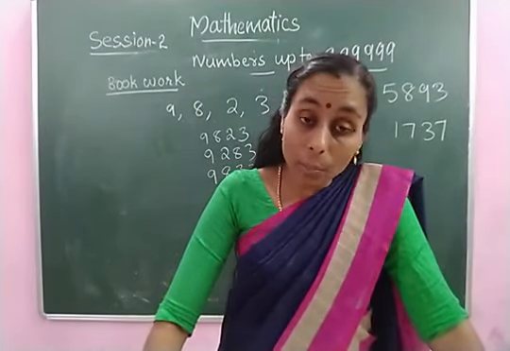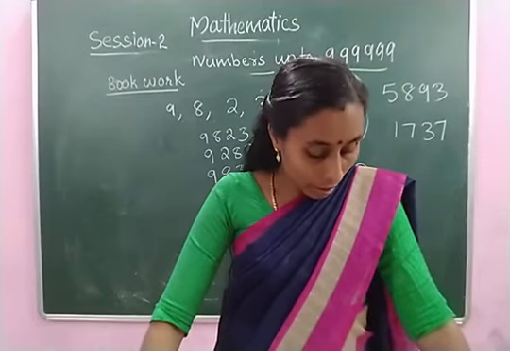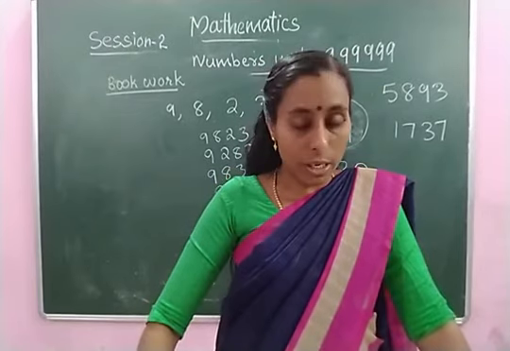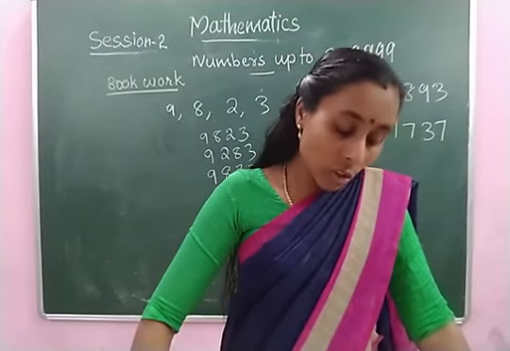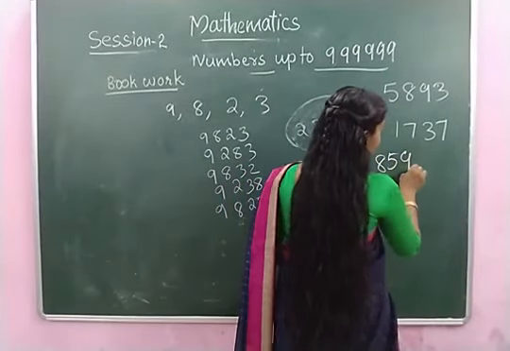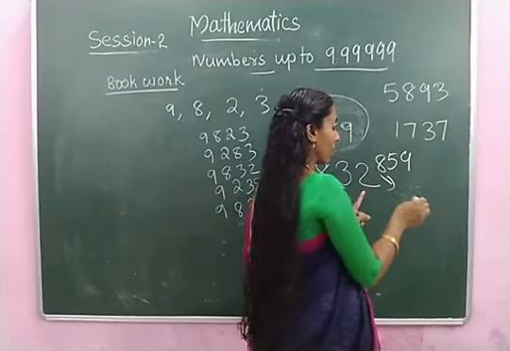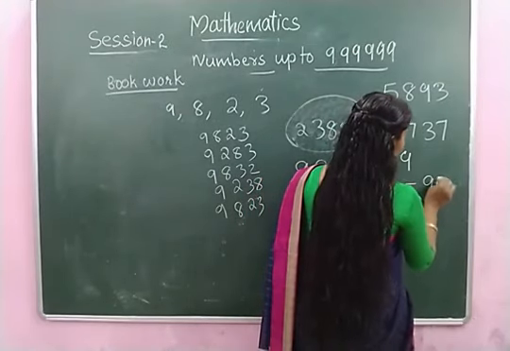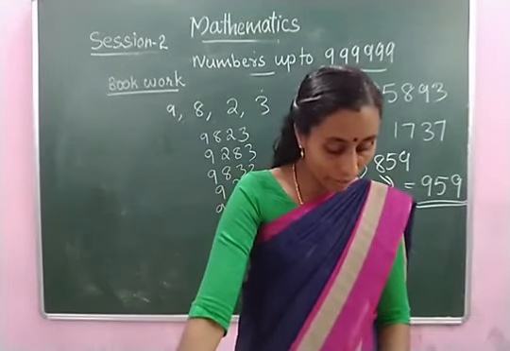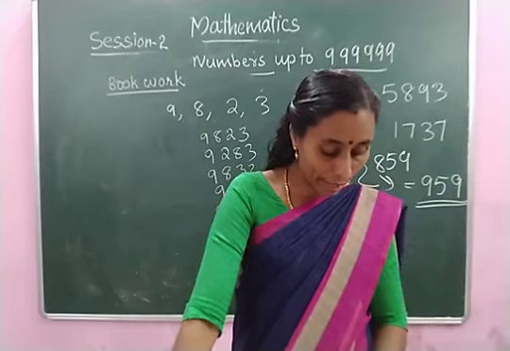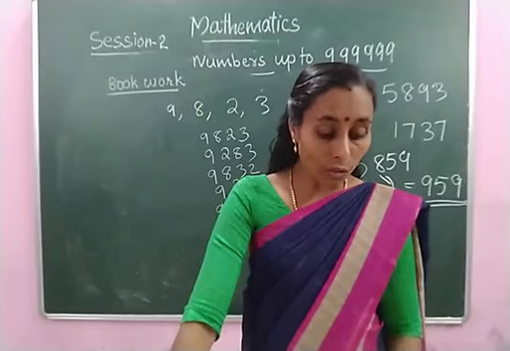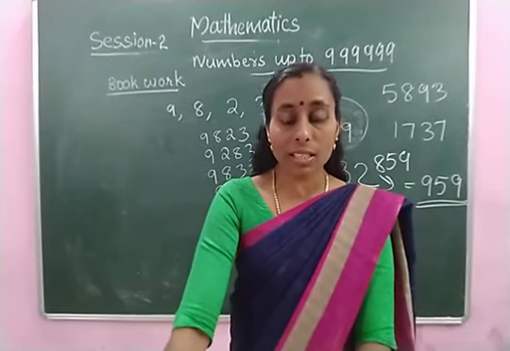Next one. The number which is 100 more than 859. Only the hundreds place will change. While adding 100 to any number, the hundreds place will change. Remaining numbers will be the same. 859 is here. So the hundreds place will change, increased by 1. So 959. What is the number which is 100 more than 859? 959.